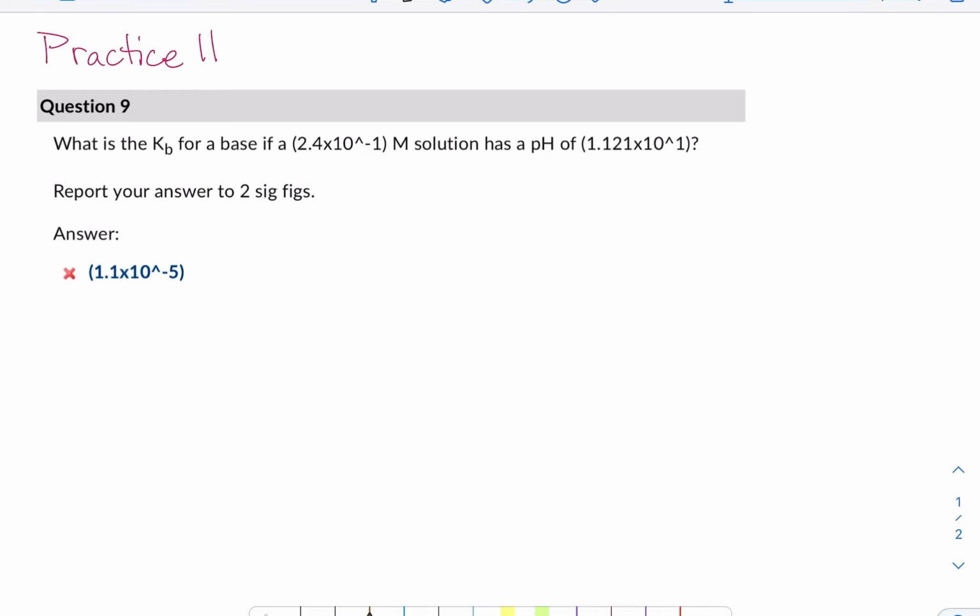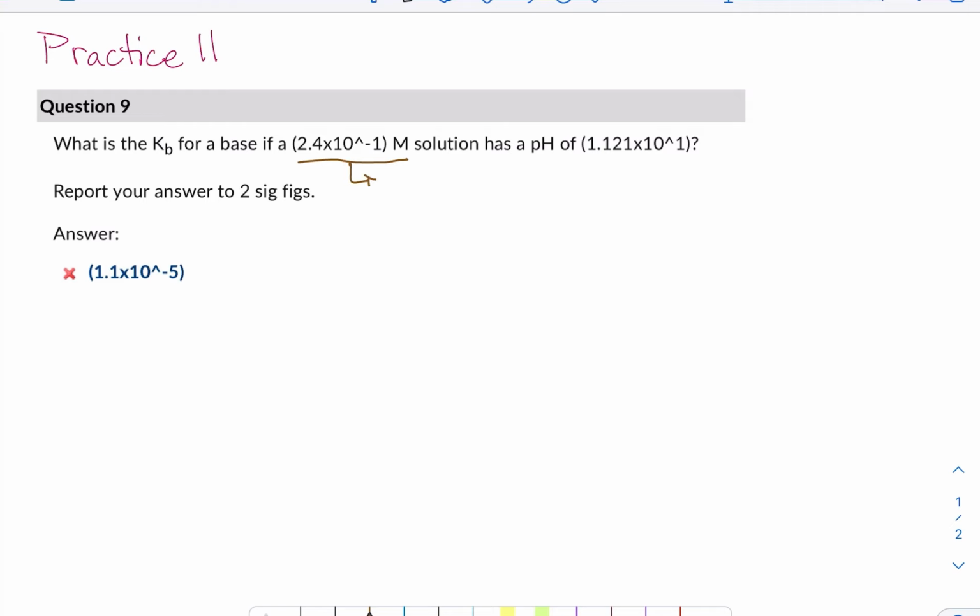All right, in this problem, we're trying to find the Kb, the equilibrium constant, for a base given the concentration of the solution and the pH. These numbers are written a little weird. They have to be. It's an artifact of how I have to write the questions in order for you to give me an answer that's in scientific notation.